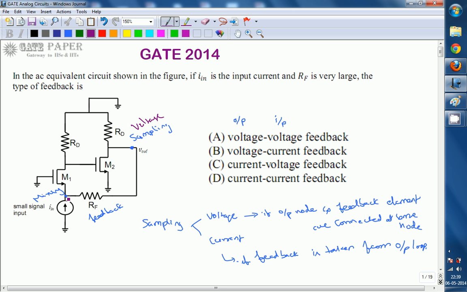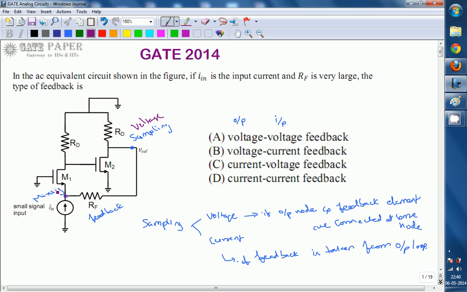And second one, mixing. Mixing can be of two types: either series mixing or shunt mixing. If the feedback is in series with the input signal, that is voltage mixing. Otherwise, if the feedback signal is in shunt with the input side, it is current mixing.